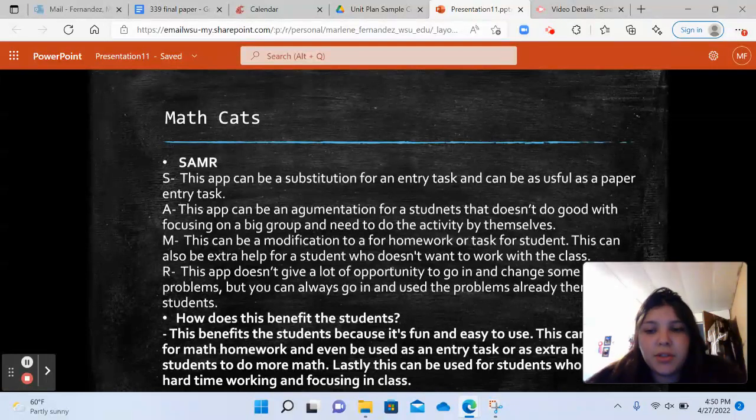And this benefits the students because it's easy to use. It gives you definitions. It gives you full step-by-steps. And then if you're not doing it right, it tells you how to do it.